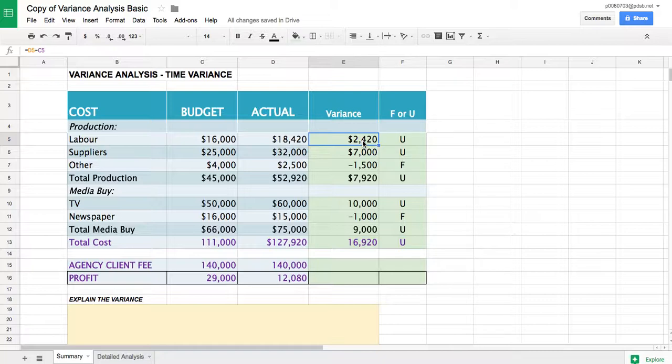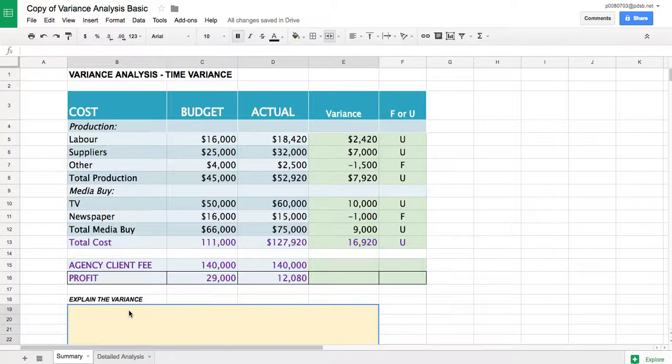So when you're explaining it, almost $7,000 of the $8,000 came from increased cost to suppliers, as well as a minor overage in costs of actual, but we did save some money in our other expenses. Now down in media buy, you could explain to whoever's asking that our TV blew our budget.